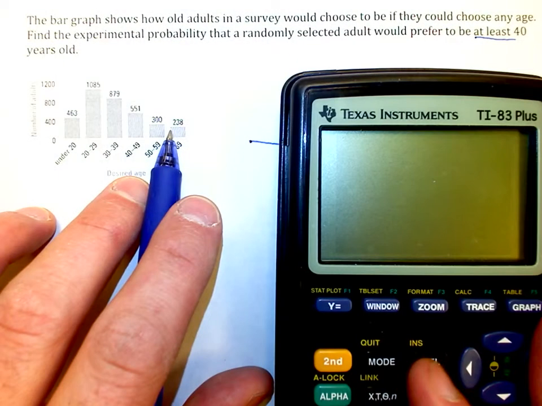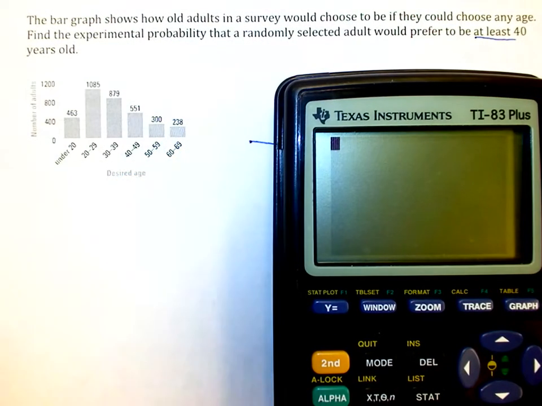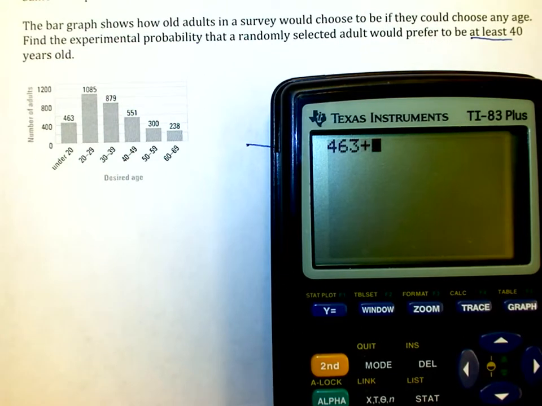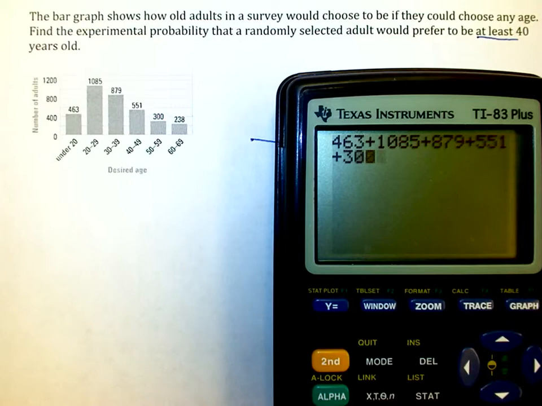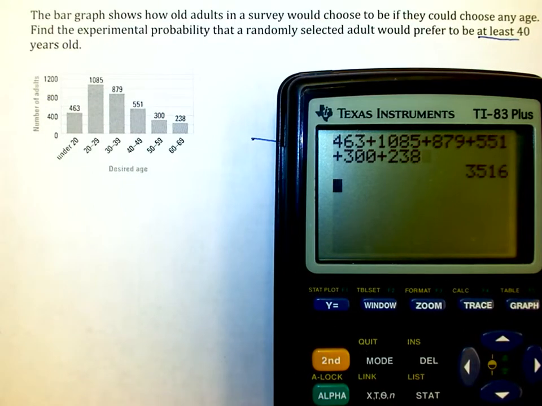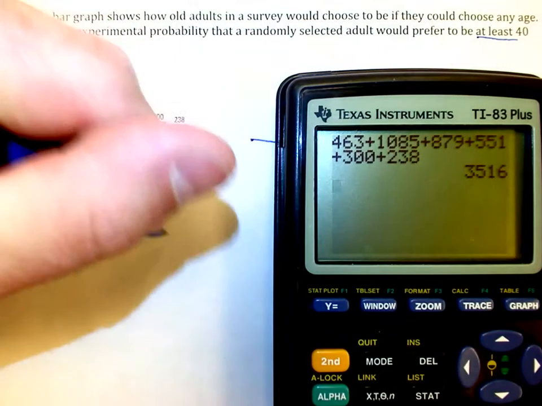So here's what I got. Let's see, can you see the calculator? Yep. 463 plus 1085 plus 879 plus 551 plus 300 plus 238. I add all those up. They must have surveyed 3,516 people.